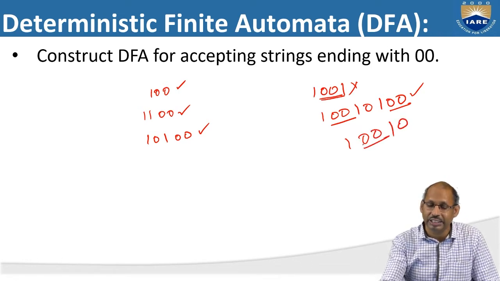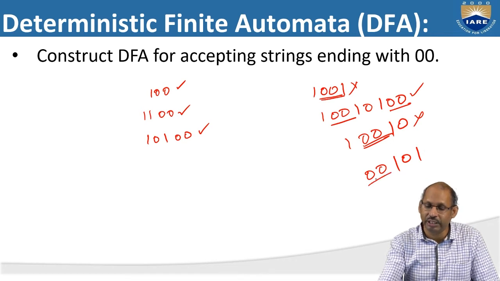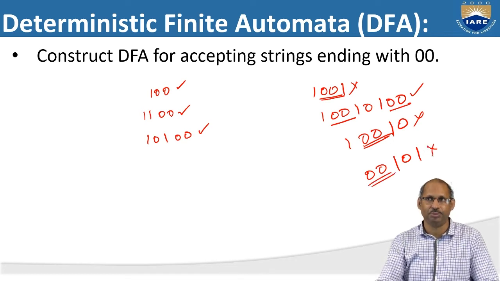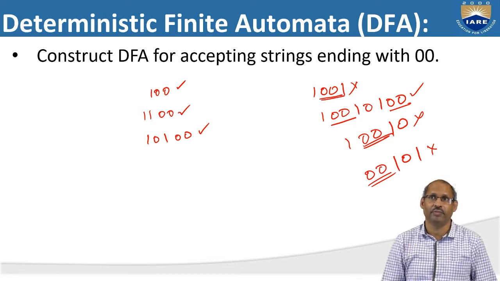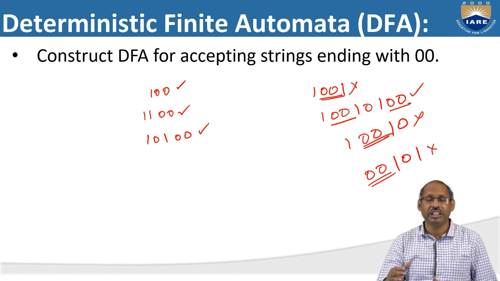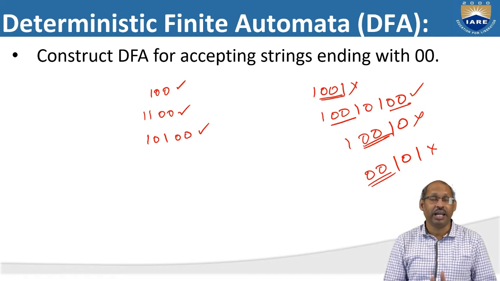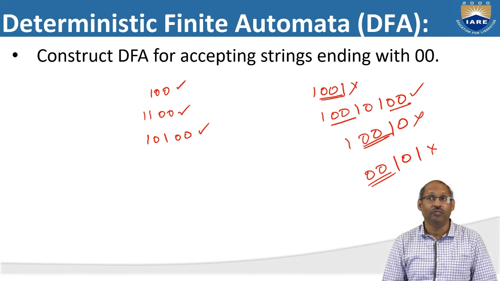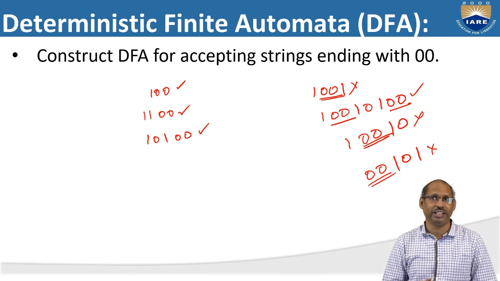Here there are two zeros in the middle of the string, so it is not acceptable. Likewise 1001 and 101 are also not acceptable. Now we have seen which strings are acceptable for our regular language and which are not. Now we have to construct a deterministic finite automaton which accepts strings ending with two zeros. What is a regular language? It is a language consisting of a group of strings accepted by a finite automaton.